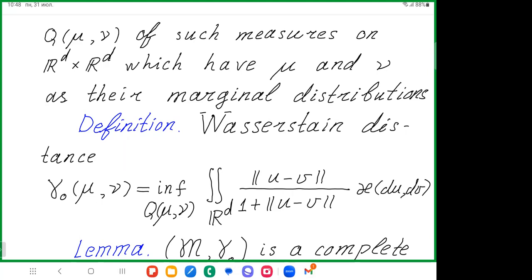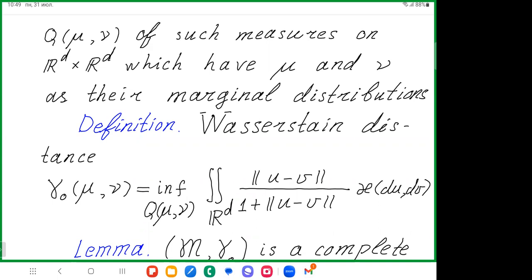From the first look, this definition seems to be very complicated. But let us discuss the right-hand side. First of all, look at the function which is inside of the integral. You see this ratio, and let me tell you that this is again a distance in R^d. It will be a good exercise to show it, but this is a distance in R^d.